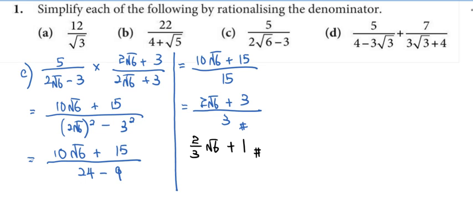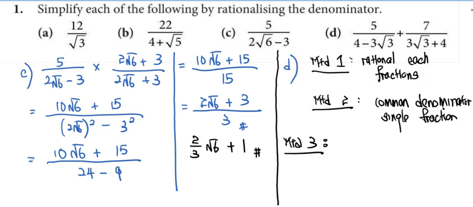So for part D, you can rationalize each fraction. But it is very long. You need to rationalize twice, and you have to be very careful. But you will still get the answer, if you are careful. Method 2: I change it to a common denominator, single fraction, then you rationalize. But you realize after you change to common denominator, no need to rationalize. Why? There is no more surd at the denominator, because some of the terms will cancel off if you change it correctly.